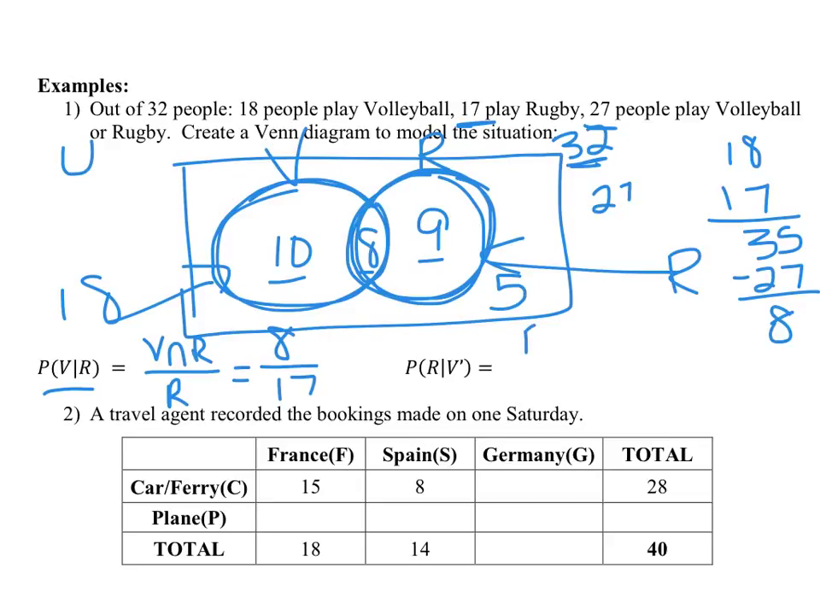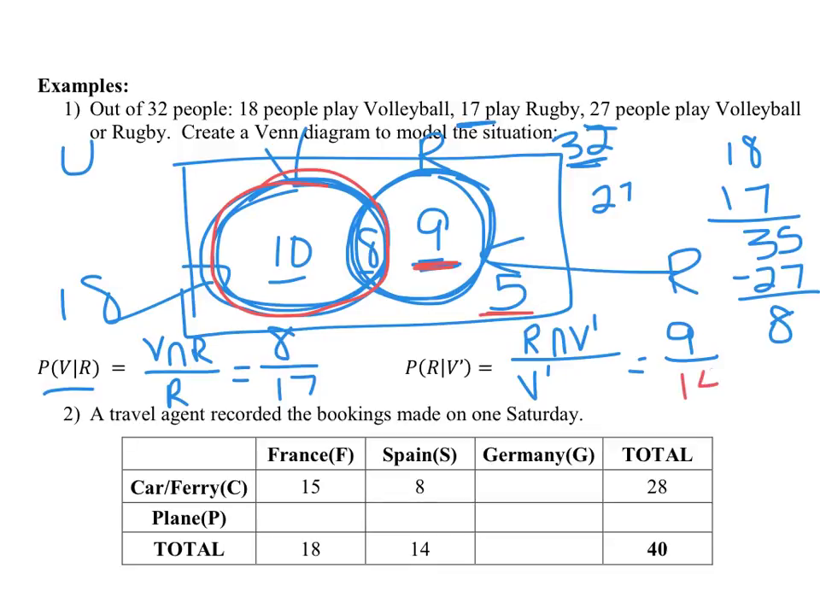So then here I want rugby and not volleyball over not volleyball. So you have to figure out how many people play rugby and they don't play volleyball. Okay, so rugby and they don't play volleyball, well, that would be just the 9. That would be the top number. And the bottom number is so this is V, so it's everything that's not in V. So let's change color here so I can... So this is V here. So anything that isn't V, so here and here, that's 14.